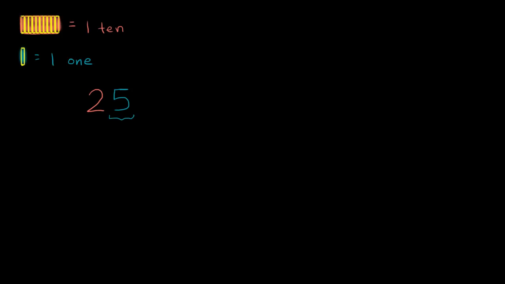And this 2 right over here, this is in the tens place. So let me write that down. That's the tens place. That's the ones place. So this represents 2 tens. What do I mean by that? Well, another way to write this is this 2 represents 2 tens. So let me write that down. This is equal to 2 tens plus 5 ones.